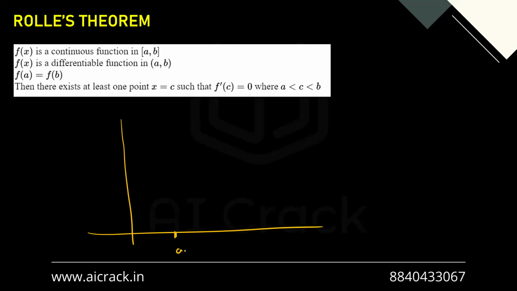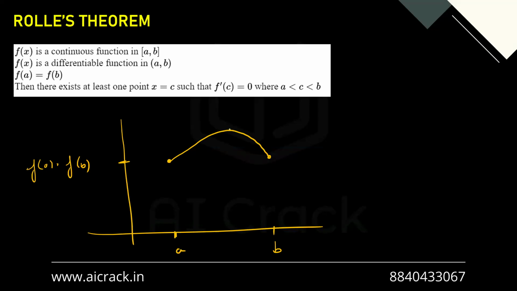Okay, so this is a, this is b. Now this point is f(a) and this point is f(b), and both are actually equal. Now let's draw a function which is continuous and differentiable between a and b. So let's say it looks like this one. We can see that it's a smooth function, that's why it's differentiable. We haven't lifted our pen when drawing this curve, that's why it's a continuous function.